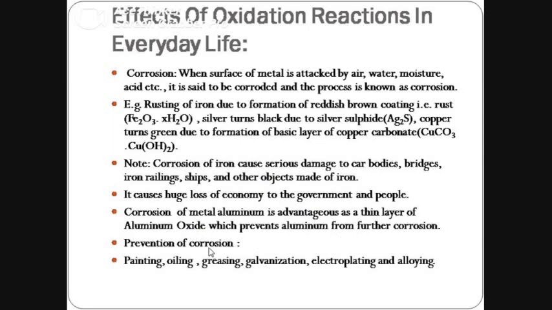How can we prevent corrosion? By painting, oiling, greasing, galvanization, electroplating and alloying. Painting and oiling prevent the metals from coming in direct contact with oxygen in the atmosphere. Galvanization is dipping of iron in molten zinc. Electroplating: bicycle handles are generally electroplated with chromium to prevent corrosion and for shine also. Alloying is also done to prevent corrosion. About alloys, you already studied in the 9th standard.